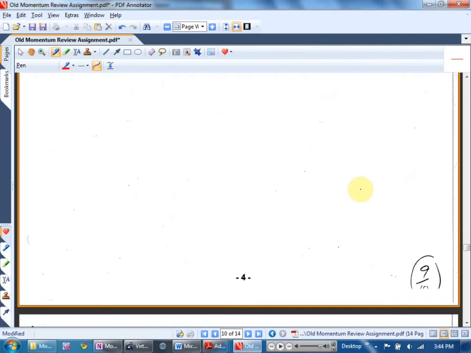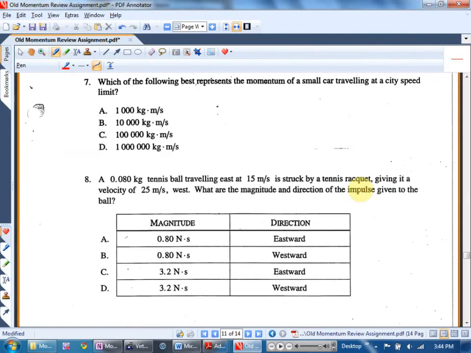Number 7. On the provincial and on some of my tests, in the notes whenever possible, remember, I think we did a baseball, a bicycle rider, and a car, and we tried to figure out what would hurt, what would injure, and what would kill. I think we called it pain, injury, and death. So what would the momentum be of a car? Well, momentum is what times what? Mass times velocity. Now, city speed limit. What is city speed limit?